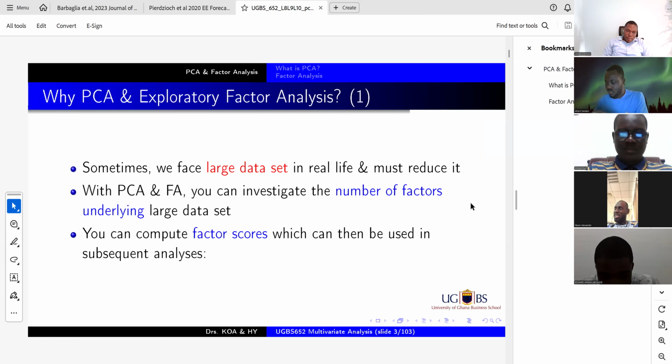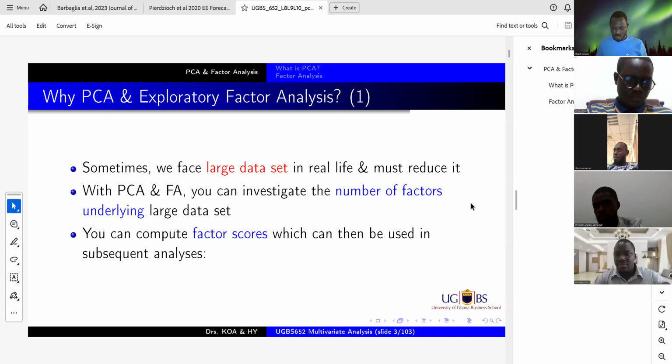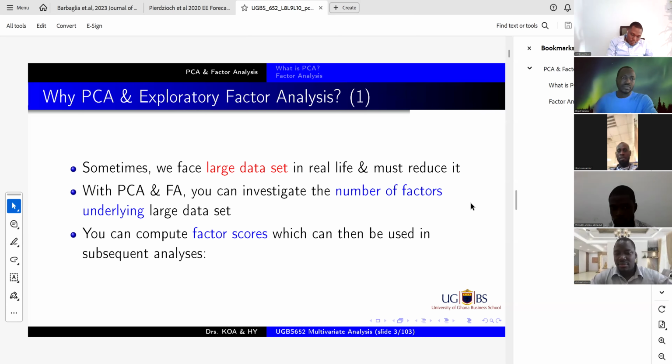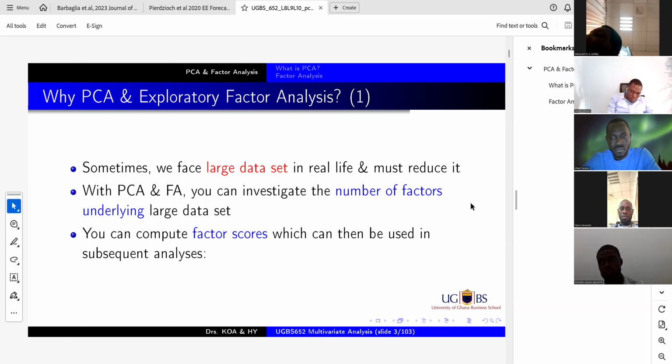What is principal component analysis? What is factor analysis? So we have a very large data set. These days, if you look at data, data has become a big thing. Artificial intelligence is now the new electricity in town. And you would also notice that now data is becoming like the new oil. So there's something called big data analytics.